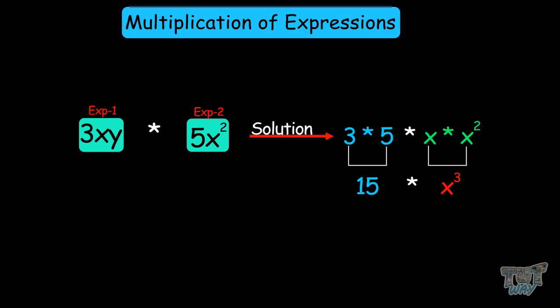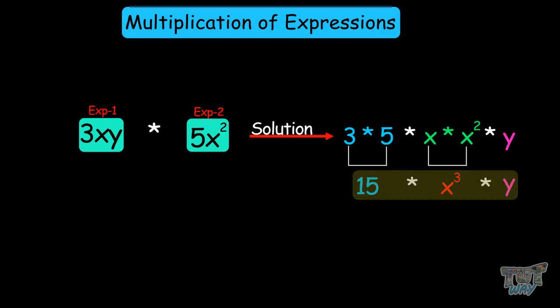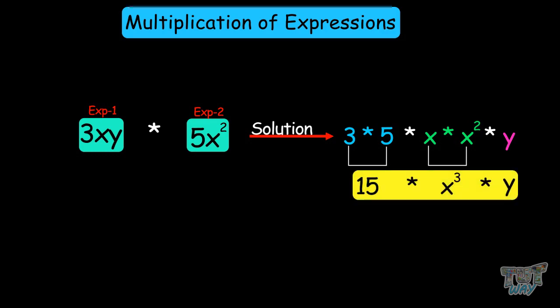Then finally we have a single y. This just remains as is. So our final answer will become 15 times x cubed times y. Now once again, there are no signs where the multiplication signs are. So this can become 15x cubed y.